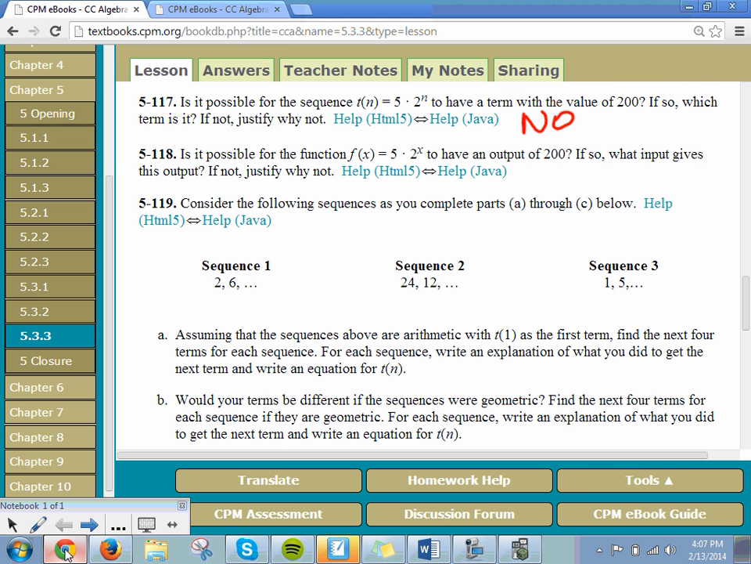So when we go back and they want to answer the question, if so, what input gives you that output? If you didn't know, if you put between 5 and 6, that's a good answer. And then the one we found that was a little bit more exact was about 5.32.